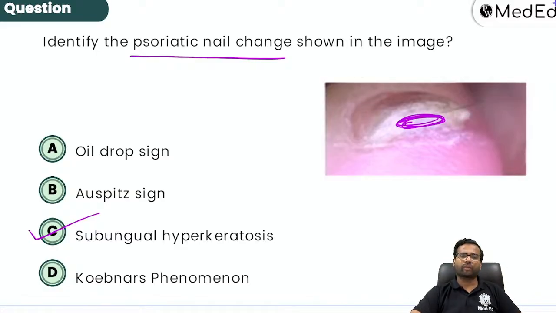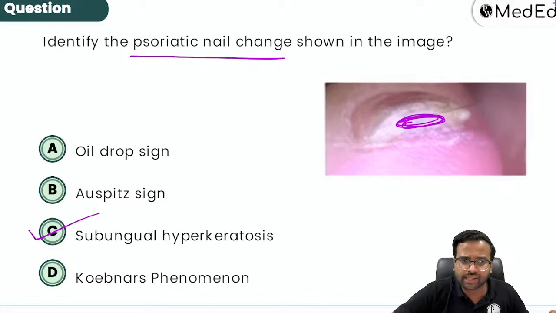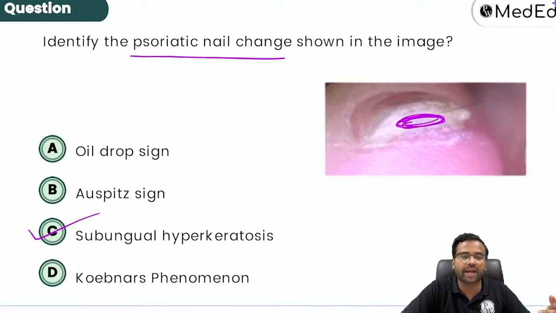Now here, I guess all of these things are seen in psoriasis, because oil drop sign can be seen, Auspitz sign we discussed today, subungual hyperkeratosis is the image what you can see, and Koebner's phenomenon can also be seen in psoriasis, right?